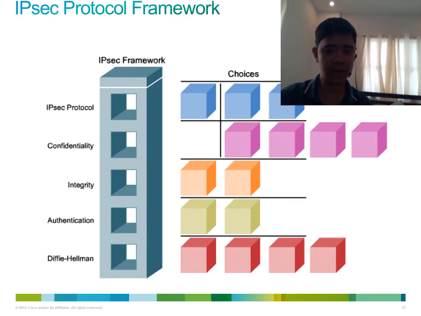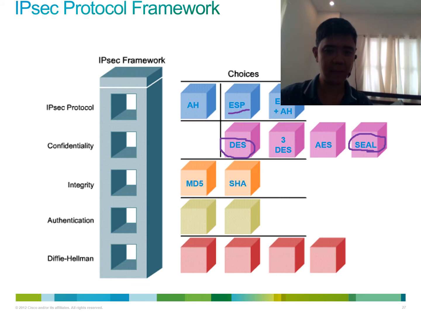I have here a list of the different IPsec options that Cisco routers support. For the IPsec protocol, there are two options: AH, Authentication Header, and ESP, Encapsulating Security Payload. You may use a combination of both. For confidentiality, these are the encryption mechanisms: DES, 3DES, AES, and SEAL. This is in order from the weakest encryption, DES, to the stronger encryption mechanism, SEAL.